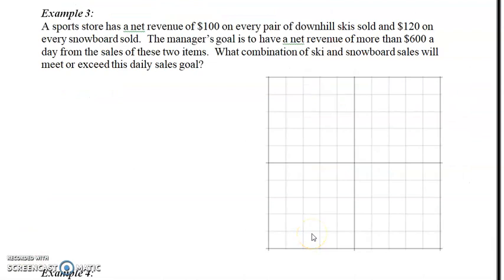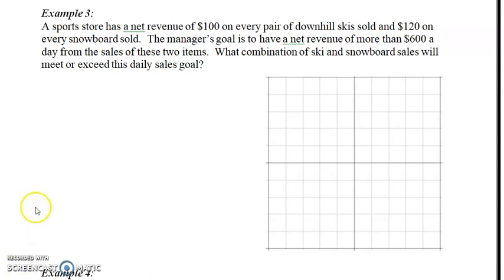All right, everybody, we're going to do example 3 here for 6.2. Now, it says a sports store has a net revenue of $100 on every pair of downhill skis and $120 on every snowboard sold. The manager's goal is to get a net revenue of more than $600 a day from the sales of both items. What combination of ski and snowboard sales will meet or exceed? So meet would equal, exceed would be greater than. So it's greater than or equal to.